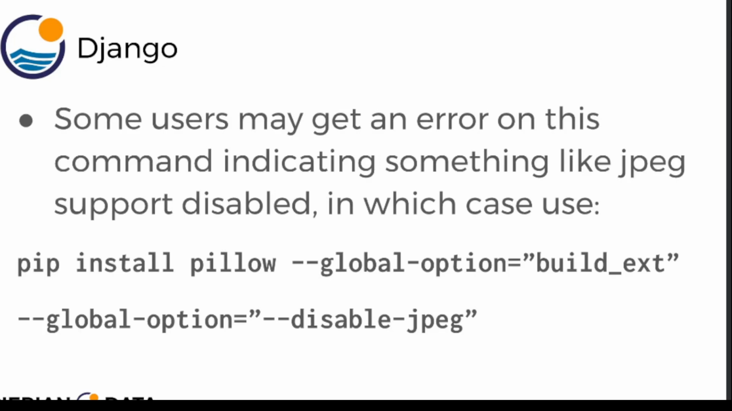Now sometimes users, especially some Windows users on old Windows machines, may get an error on this command indicating something like JPG support is disabled. If you have that error coming up when you say pip install pillow, there is an option here, so you can say pip install pillow --global-option="build_ext" and then --global-option="--disable-jpg".